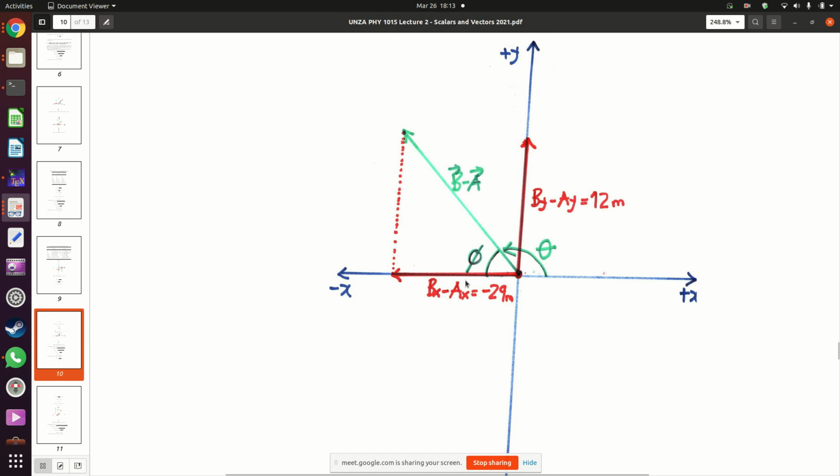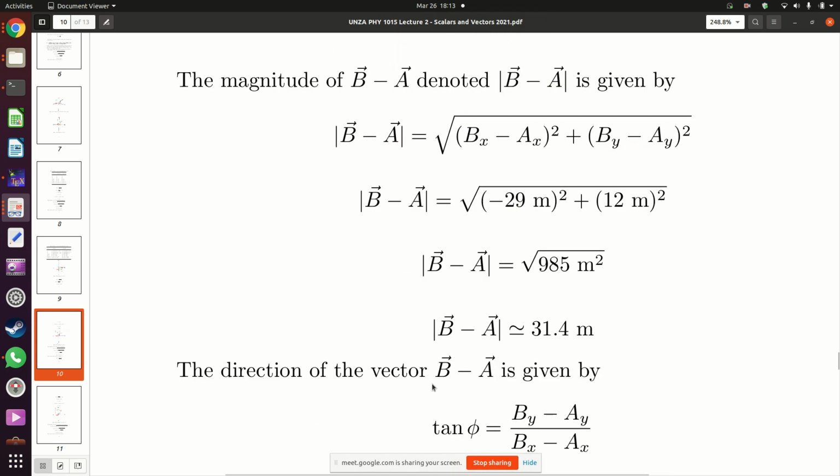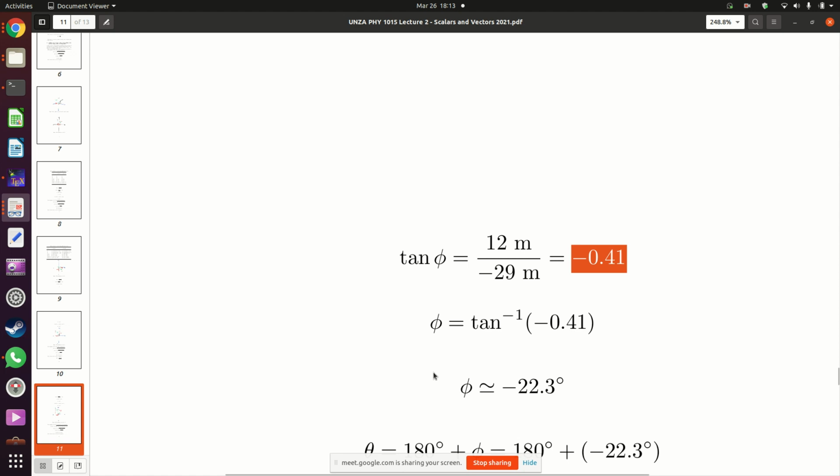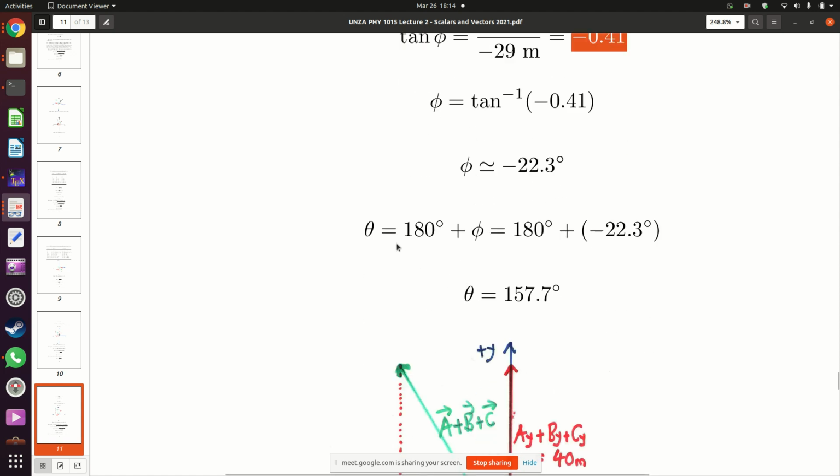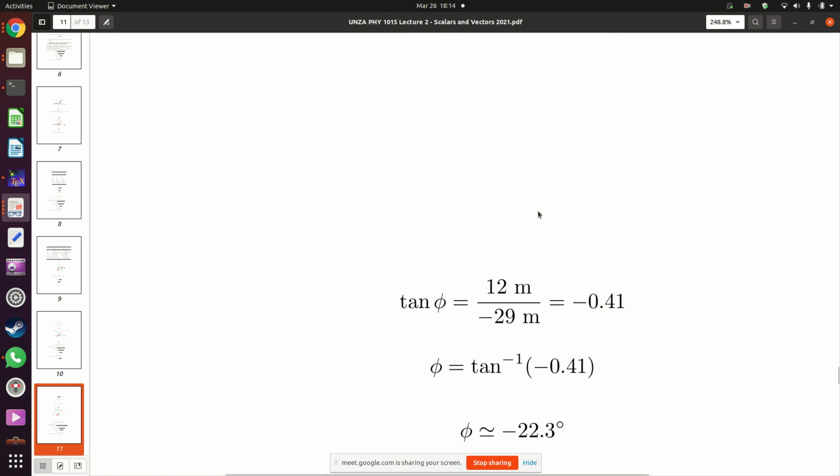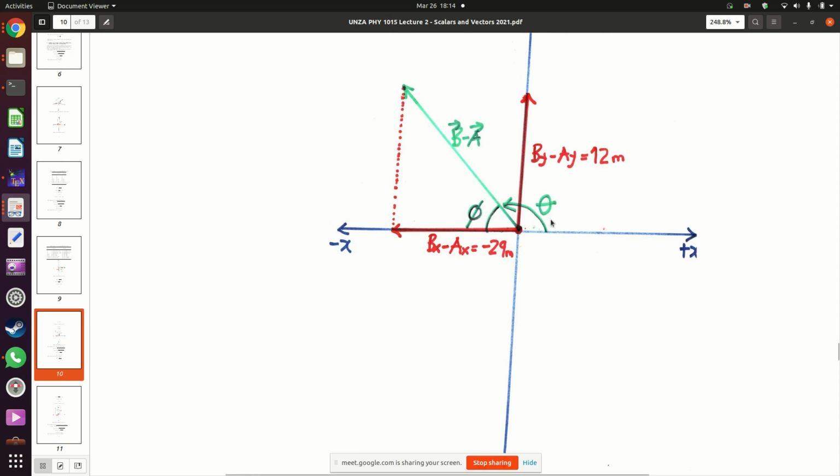So with a phi of minus 22.3 degrees, we add this phi to 180 degrees. So theta is going to be equal to 180 degrees plus phi. That is equal to 180 degrees plus minus 22.3 degrees, and you get yourself theta equal to 157.7 degrees. So that is what theta is. Theta measured from the positive x-axis.